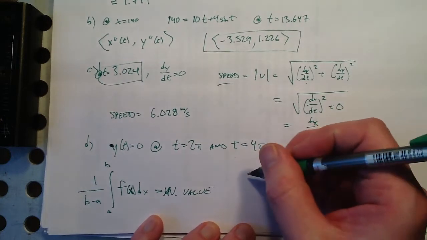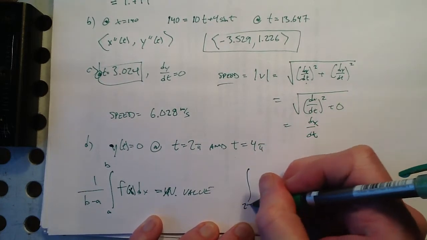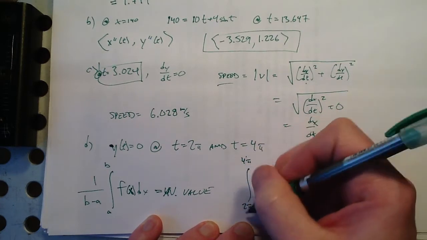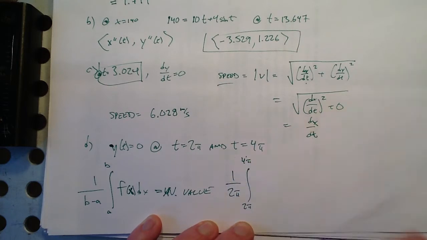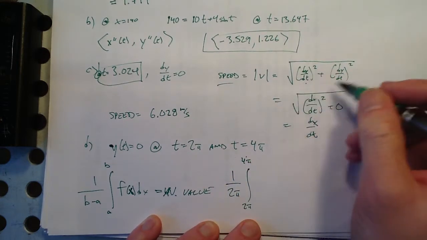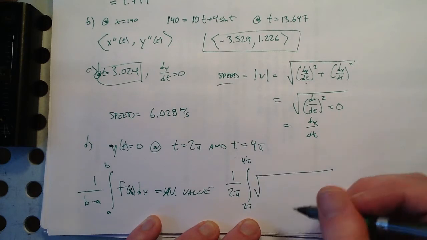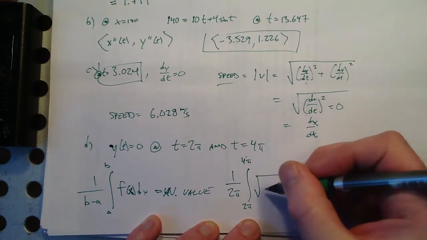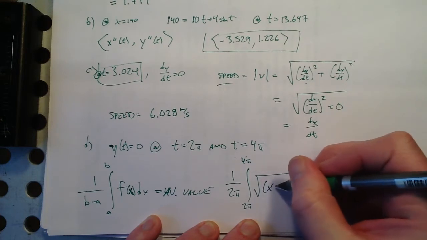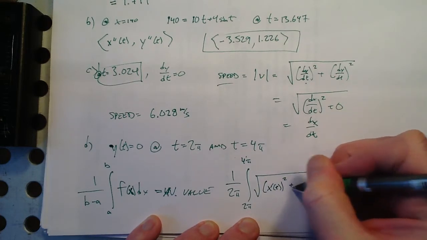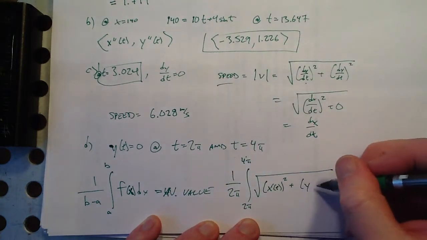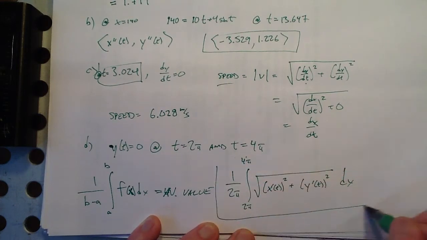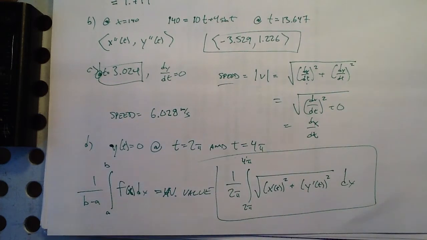So I want the integral from 2 pi to 4 pi, and since that interval is 2 pi wide, I have to have 1 over 2 pi on the outside here, and then the square root of, and I think probably they would be okay with you just writing x prime of t squared, instead of actually writing what they are. So there's your average speed right there, right? Average value of a function.